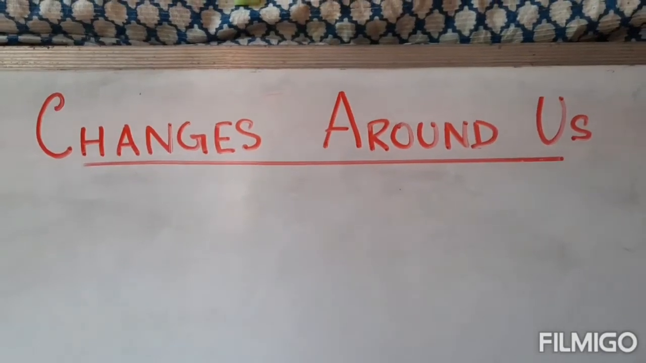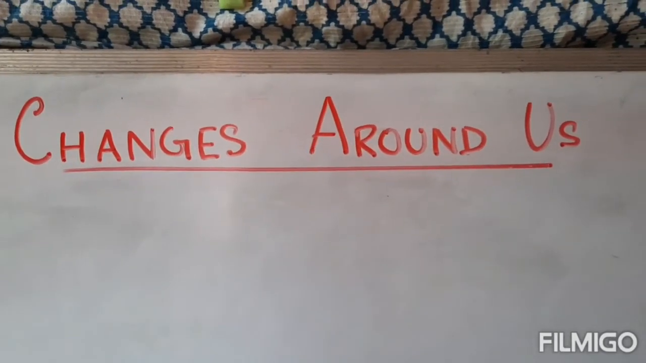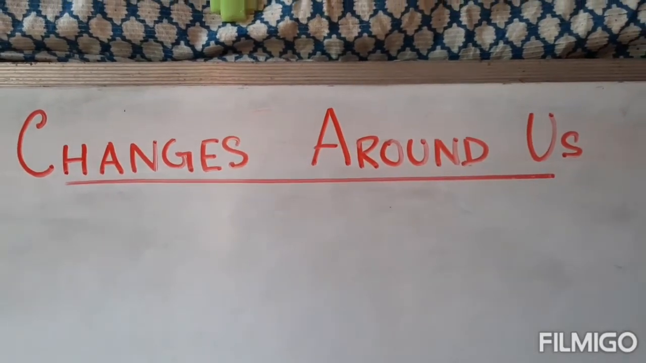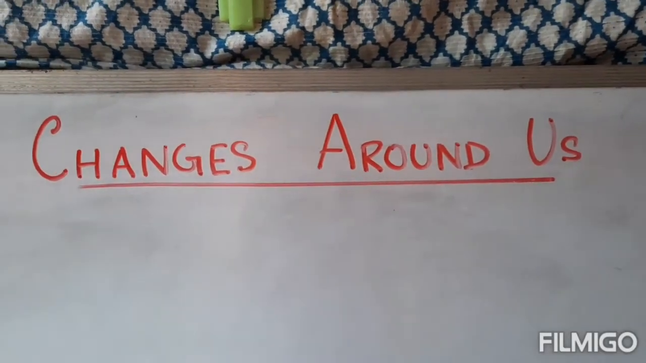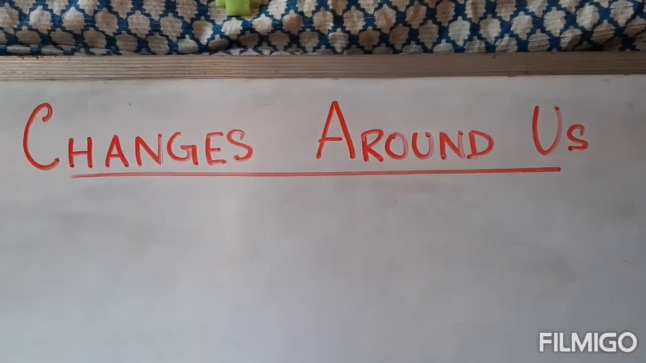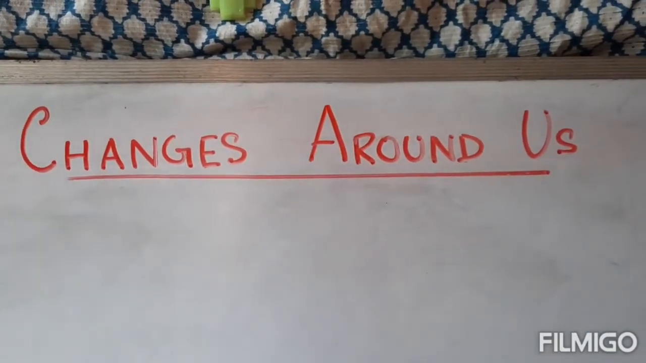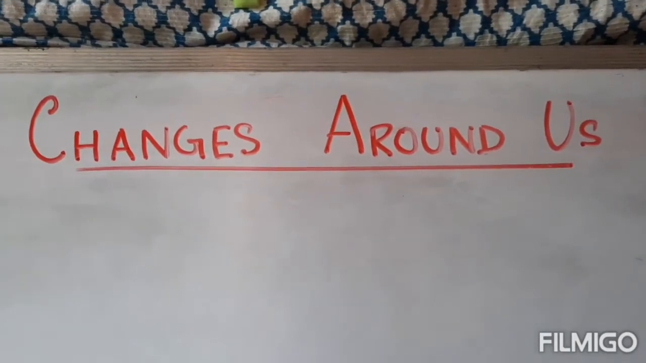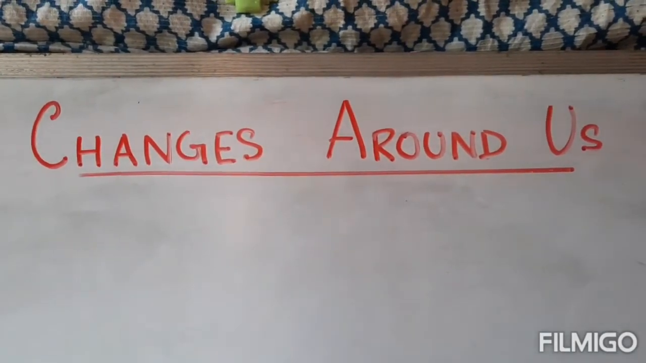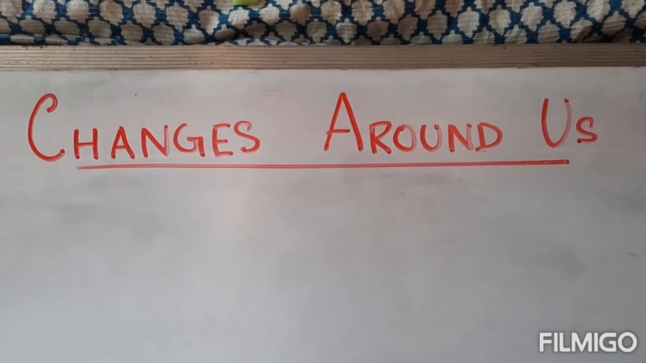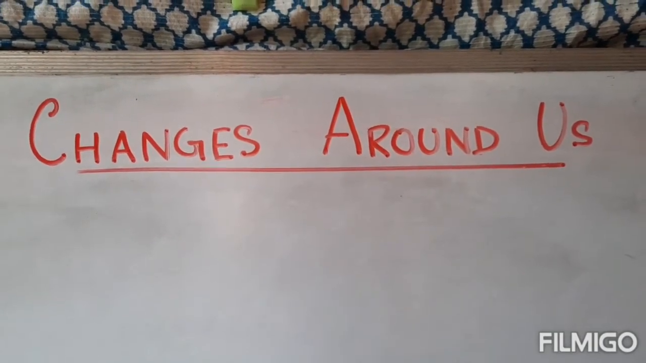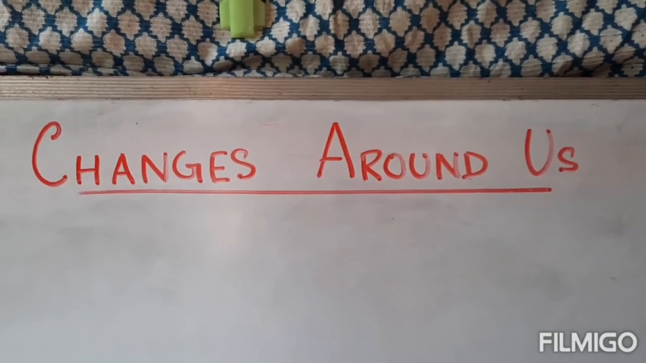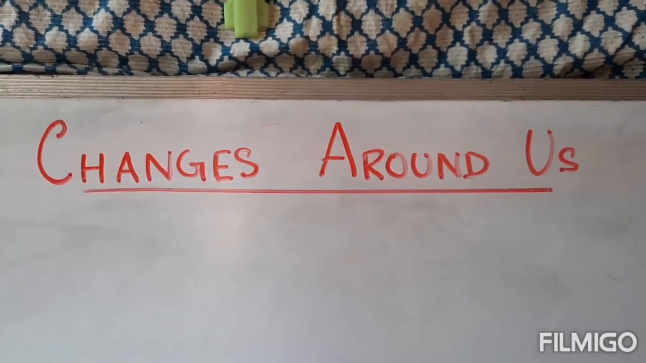Changes around us. Changes are permanent features, but we see them happening again and again in nature and in our surroundings. Like change of day and night, change of seasons, growth of plant, ripening of fruits, burning of fuels, and cooking also.